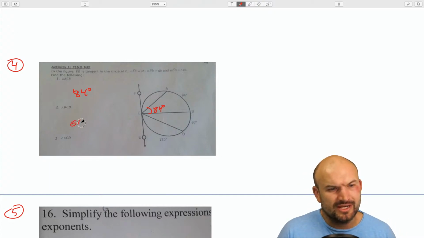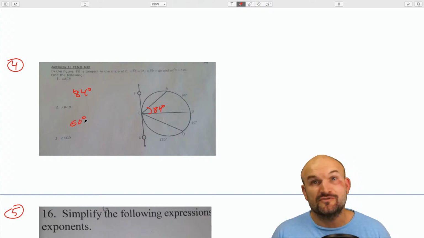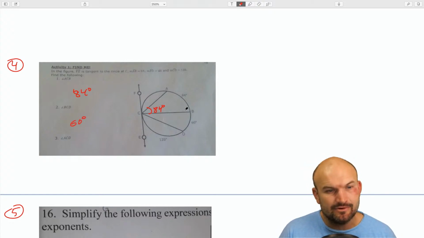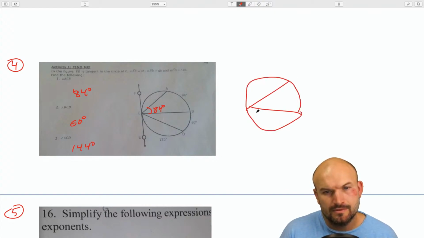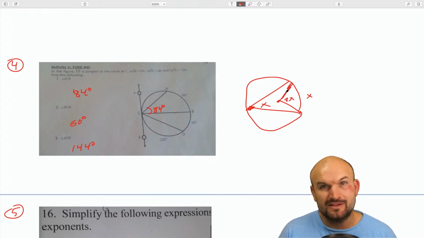I'll go back and check it. And if I need to verify this or fix it, then I'll go back to it. So then ACD would be 144 degrees. Because that's your inscribed angle theorem, if I remember correctly. Right? If that's X, then that was going to be X, right? And then that would be 2X, if that's your central angle, if I remember correctly. So I'll have to go back.